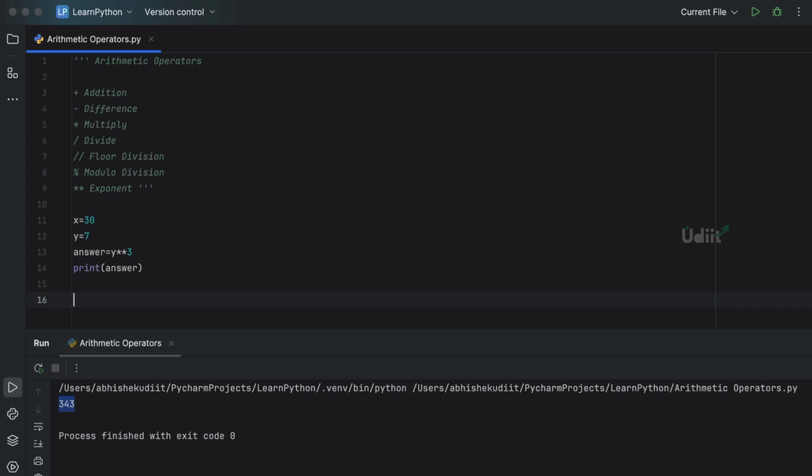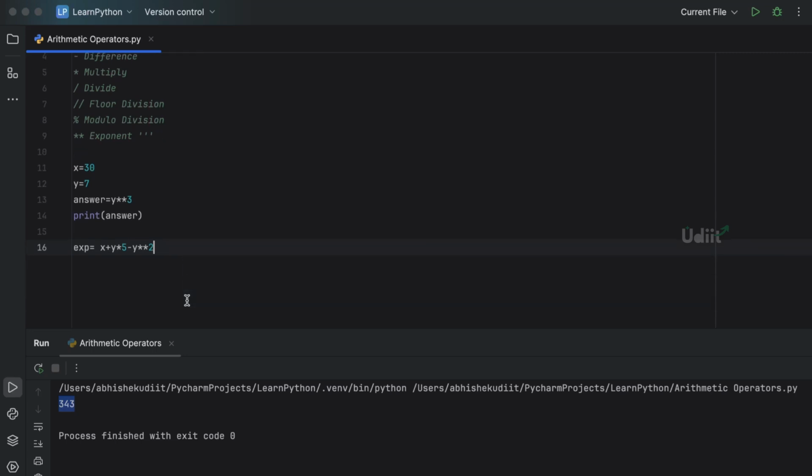Let's consider now if we are given an expression and we need to solve that particular expression. Let's take this as the expression: x plus y multiplied by 5 minus y power 2. Here there are multiple operators. We can say addition is there, difference is there, exponent, multiplication. Multiple operators are there.